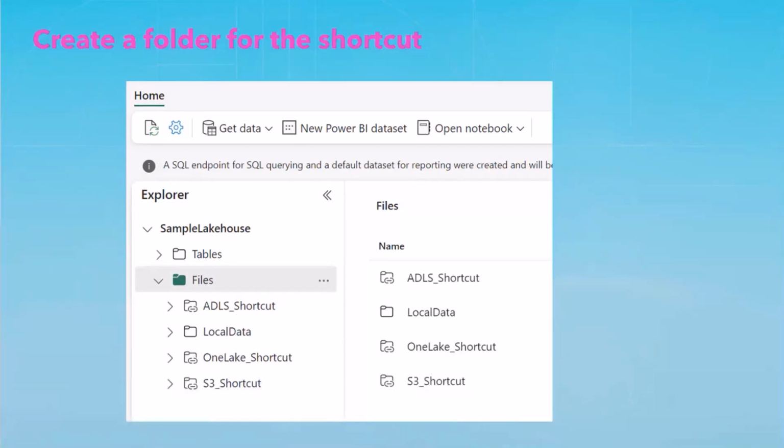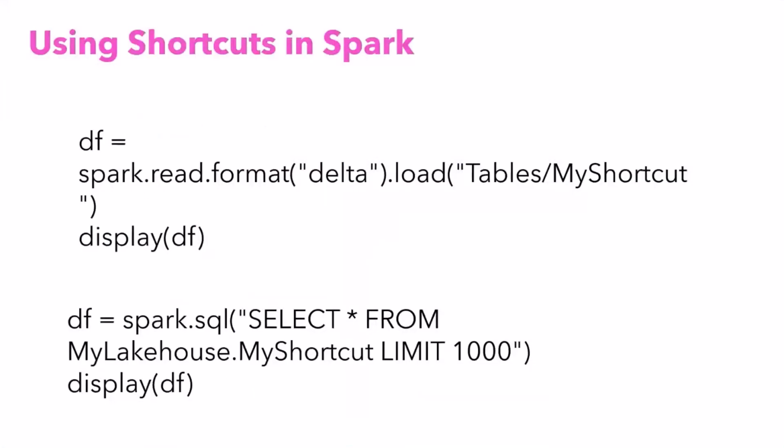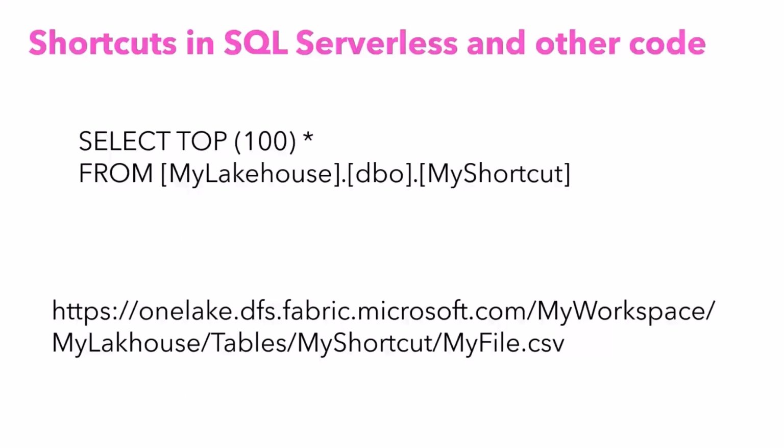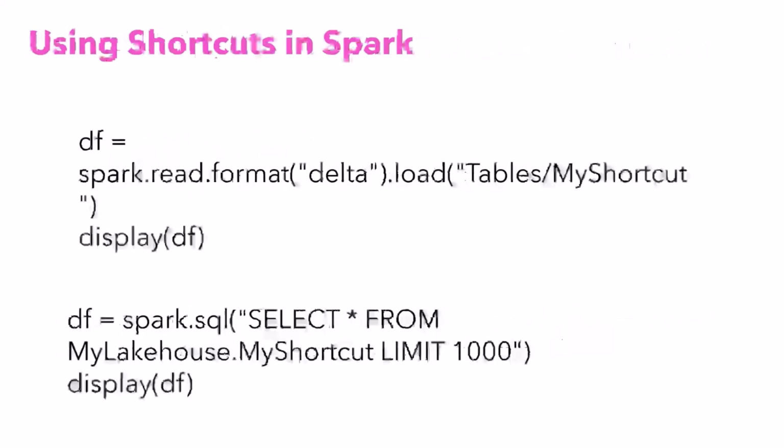Now, how do you use shortcuts? Once you've got them created, it's actually pretty simple to incorporate them into your current environment. Let's say that you're doing Spark. What you're going to be doing is basically loading it from tables, my shortcut. So you don't have to get into the path or anything. Oops, I'm going to go back here before I get off of this. It's pretty simple. You're just using the virtual reference that you create. And if you're doing Spark SQL, then it's just selecting from the lakehouse and then your shortcut name. So very easy to access.